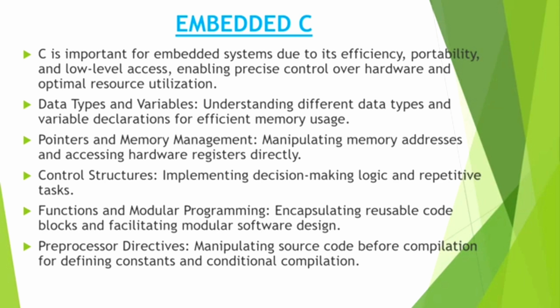So C is important for embedded systems because of its efficiency, portability, and low level access. There are so many advantages in the C language for implementing embedded system projects. And coming to the main contents in C, they are data types and variables.